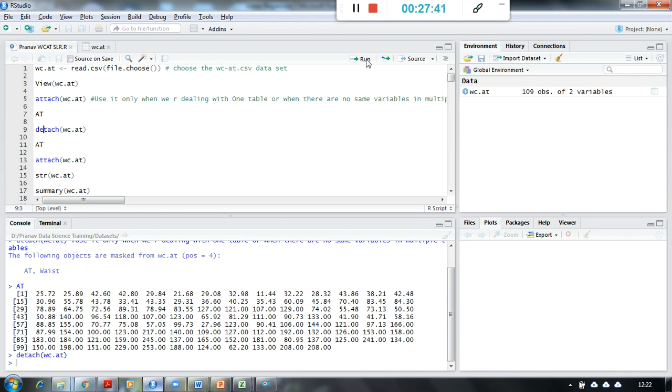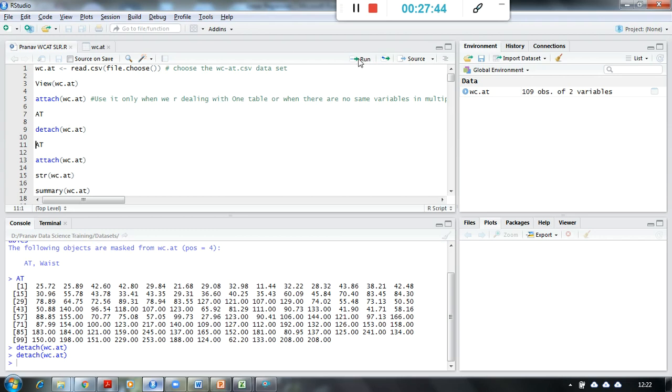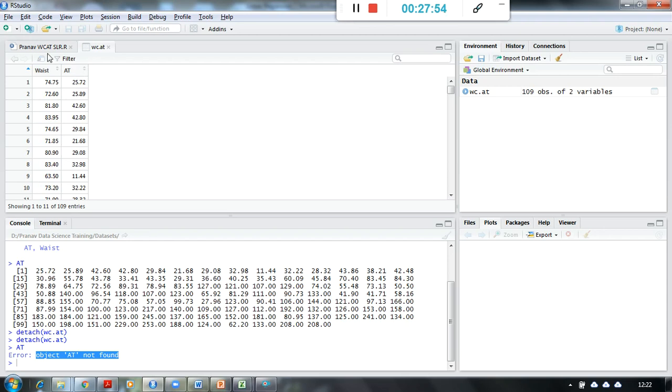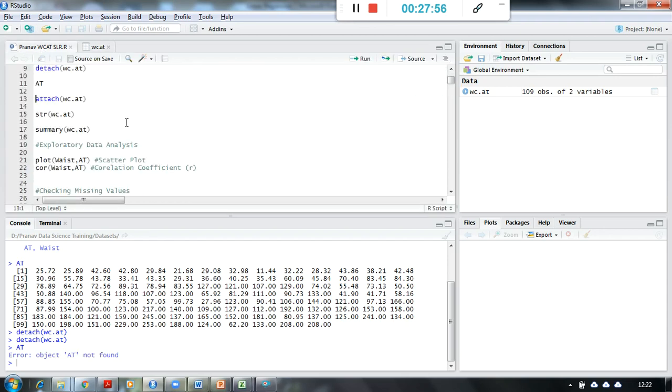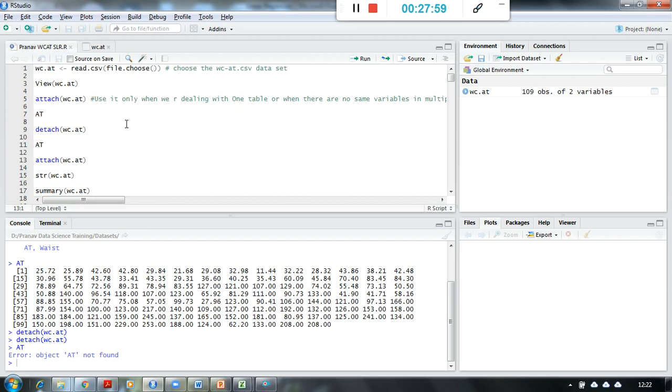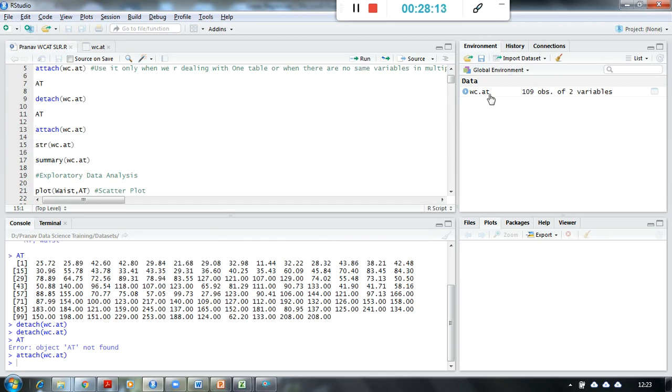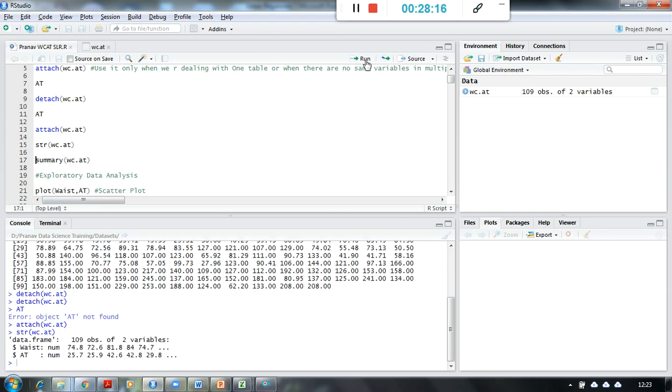So once my data set is detached, if I go for AT, I will get an error, object AT not found. Why? Because R doesn't understand the column name directly, and for that we have to access it by using the dollar symbol, okay. I have explained this in our basic R programming video, which I have already created, so this attach and detach, everything I have explained. So I am attaching it back so that I can directly access my columns to do the programming.